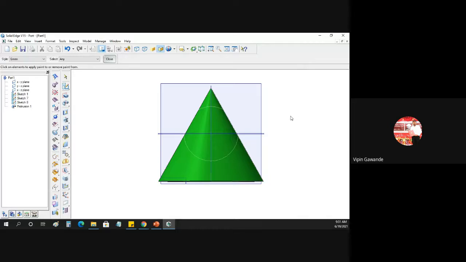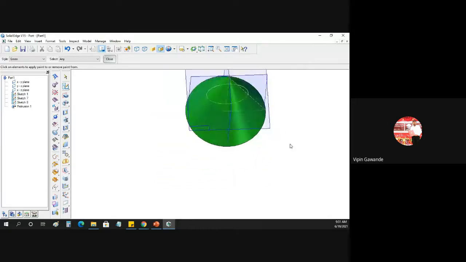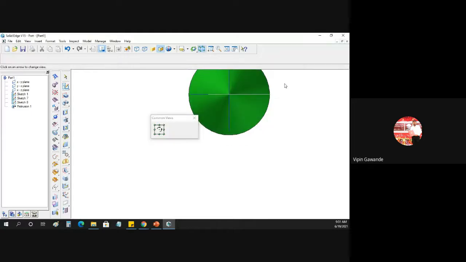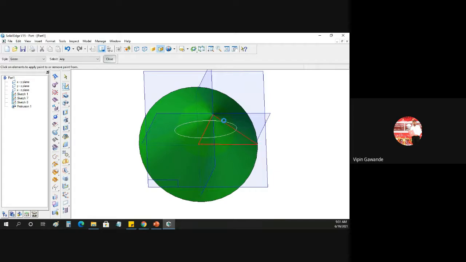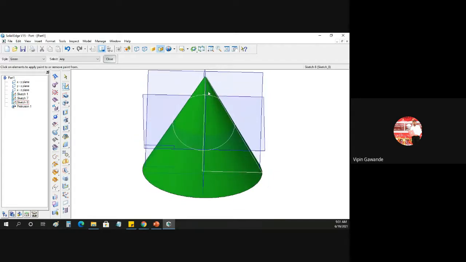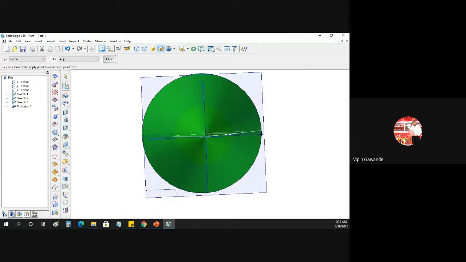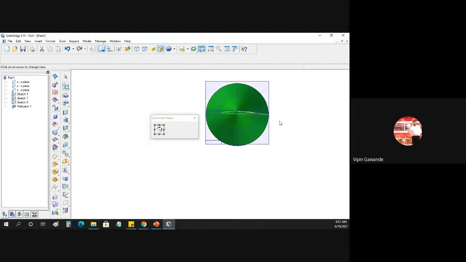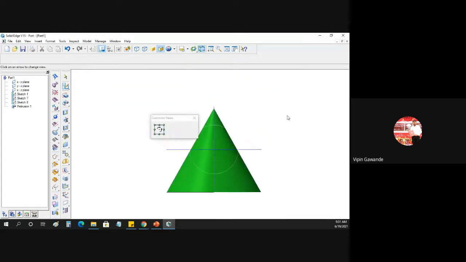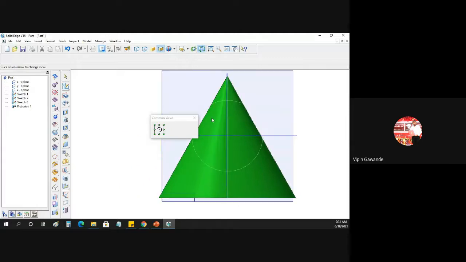What is the top view of the cone? If you see the cone from the top, it looks like a circle, with the apex at the center. This point, the topmost point, is called the apex. So the top view is a circle, and the front view is a triangle. So you now know the front view and the top view of the cone.